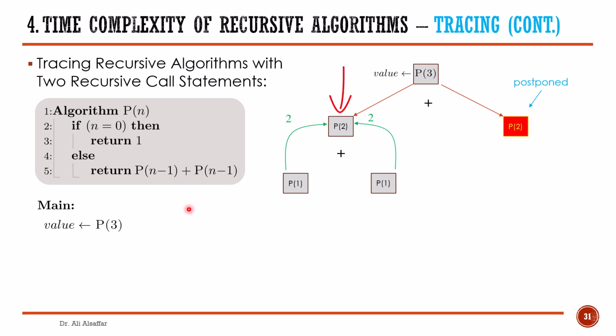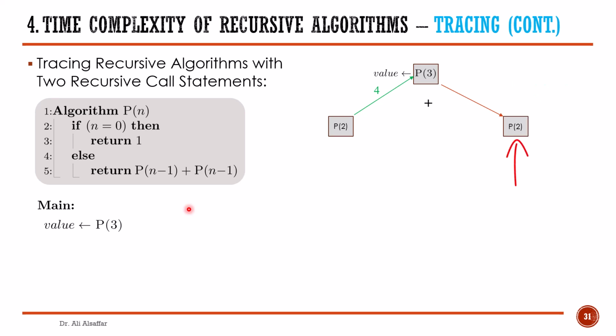Now P2 has received 2 from both of its children. It will add them and return 4 to its parent P3. The algorithm is back to P3, where it has finished executing the left call with a return value 4. Next is to execute the postponed right call P2.